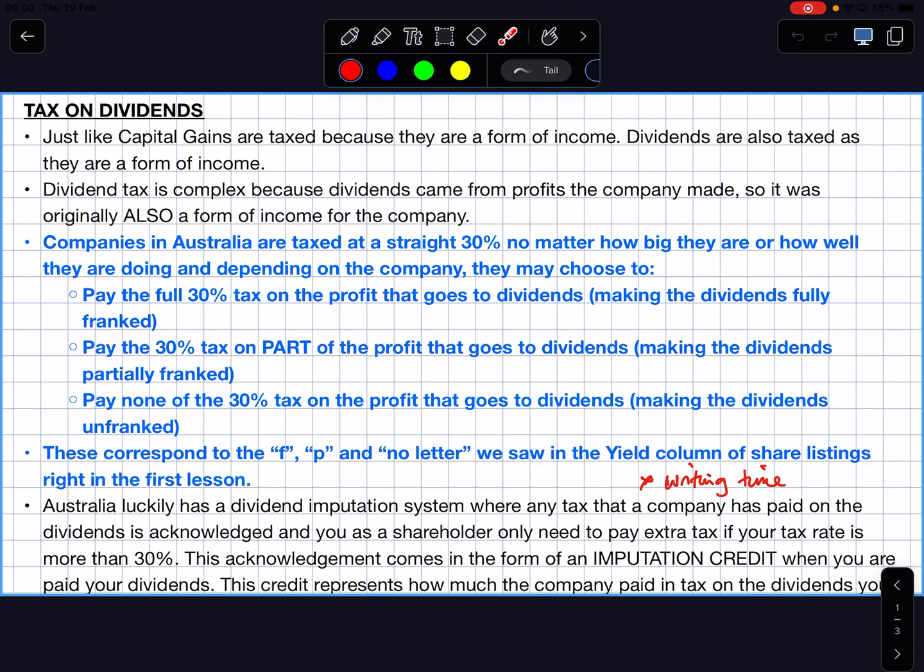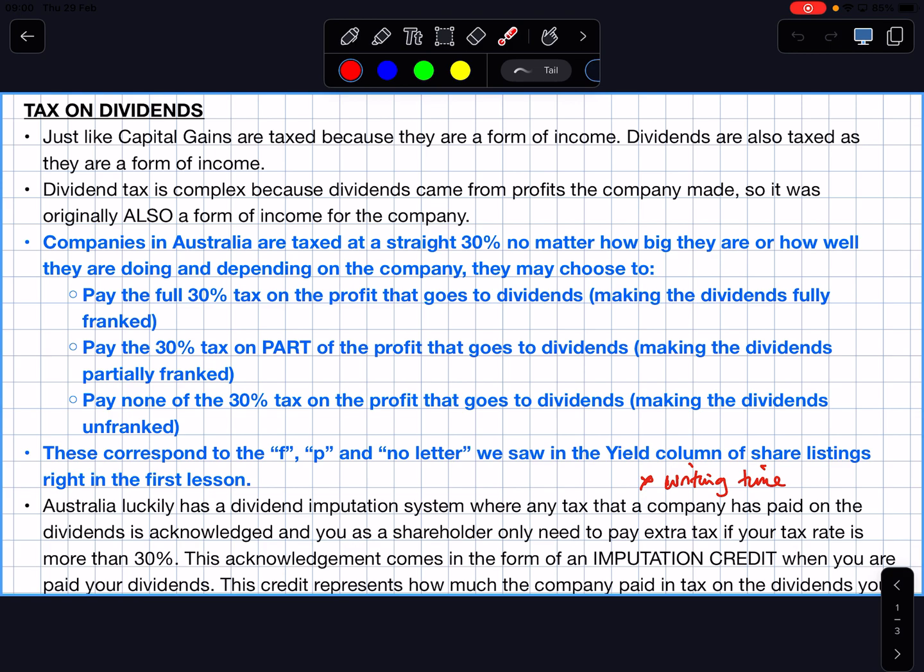Okay? Dividend tax is complex because dividends came from profits the company made. So it was also a form of income for that company. Why is that complicated? Because companies get taxed as well. In Australia, companies are taxed a straight 30%.